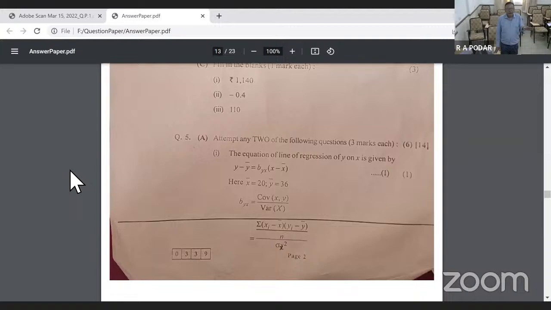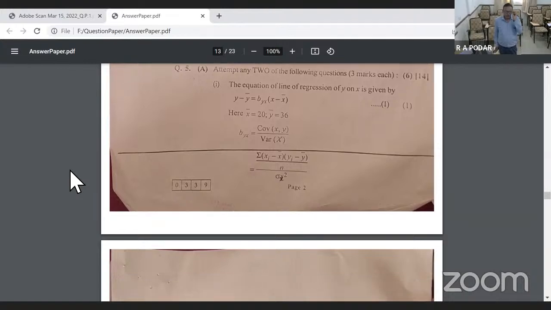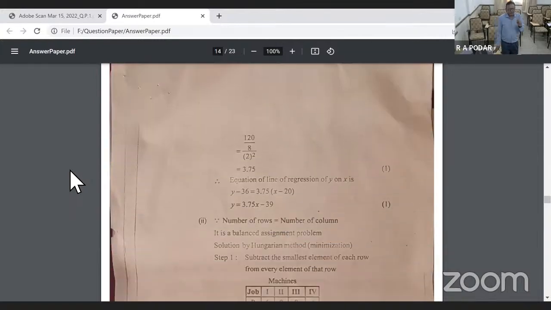Okay. Then question 5A, the ready data is given, and I told you that byx you have to calculate. So byx is covariance xy divided by variance of x. So this formula is applied. The first format of the formula is summation of xi minus x bar into y minus y bar upon n. Byx has two formulae, and the first format is applied here. You should know both formats, because sometimes you have to apply the second format also. That is variance of x, sigma x the whole square. By substituting you get the value 3.75. 3.75 is the value of byx.